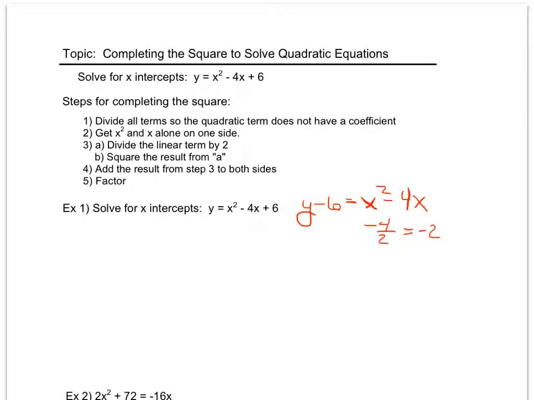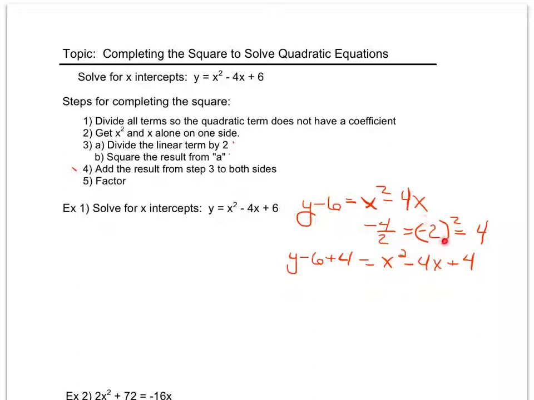And then I'm going to square that result. That's doing part A and B of step number 3. I'm then going to, as you can see in step 4, take that result and add it to both sides, giving me y minus 6 plus 4 equals x squared minus 4x plus 4. Now I can factor. Now I can ask myself to find two numbers that multiply to be 4 and add to be -4. We'll notice -2 times -2 and -2 plus -2 works.